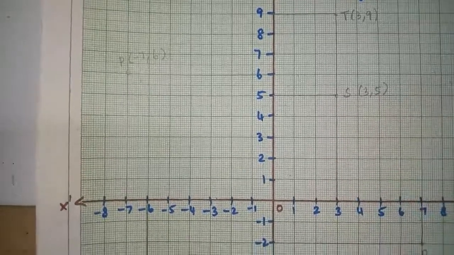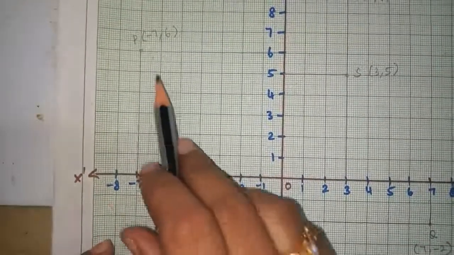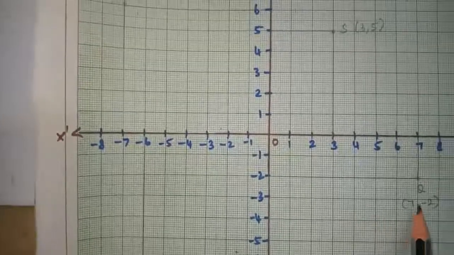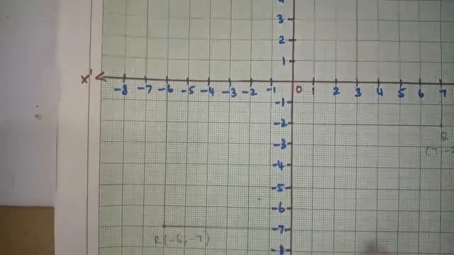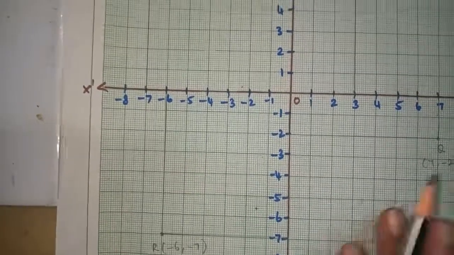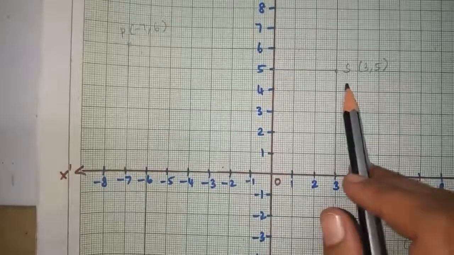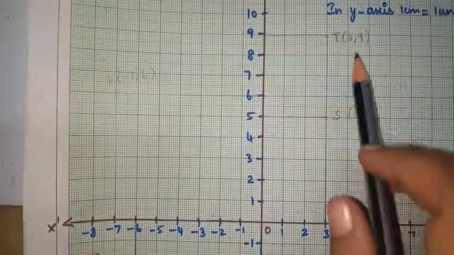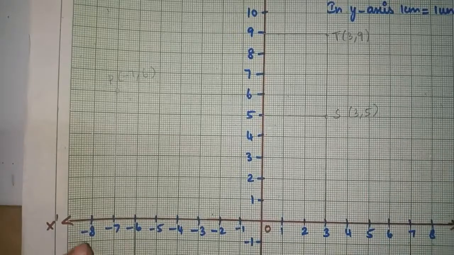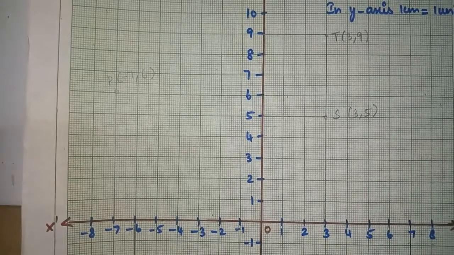So now we have plotted all the points: P of minus 7, 6; Q of 7, minus 2; R of minus 6, minus 7; S of 3, 5; and T of 3, 9. So this is your problem number 1 in exercise 5.1.